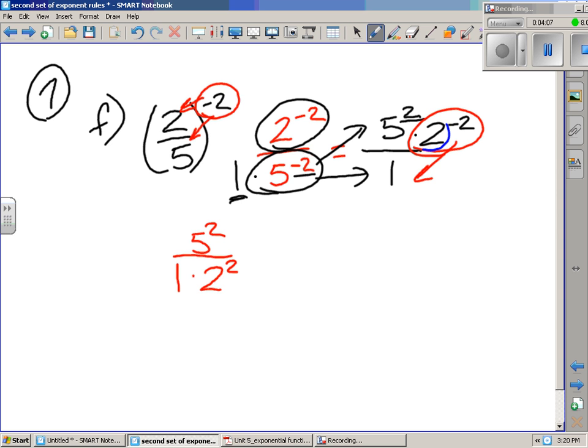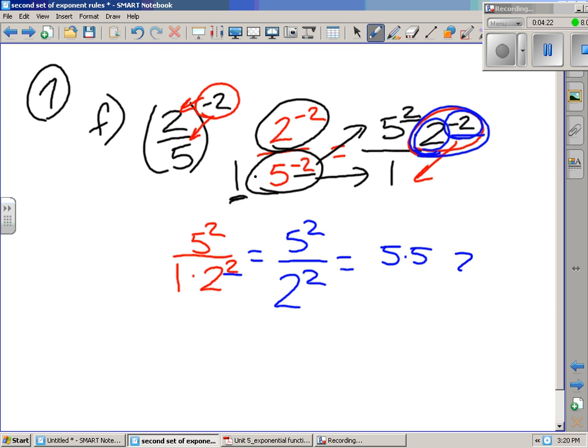The base and the exponent travel together. The sign of the exponent changes. So if it was a negative, now it's a positive. 1 times 2 to the 2nd is equal to 2 to the 2nd. And then let's simplify. 5 times 5 equals 25, and 2 times 2 equals 4. So we get 25/4. We could do the opposite.